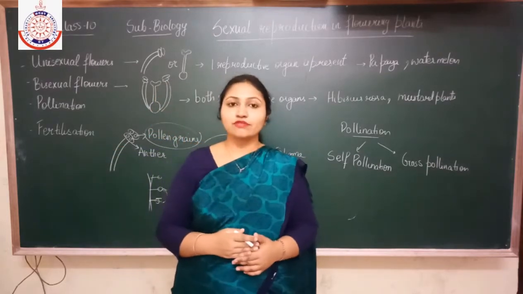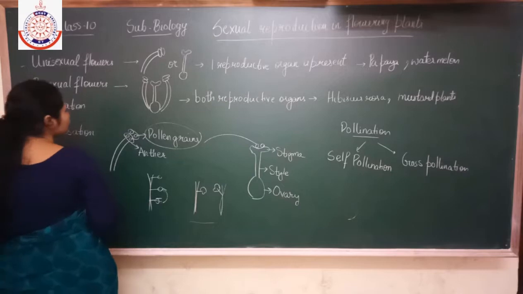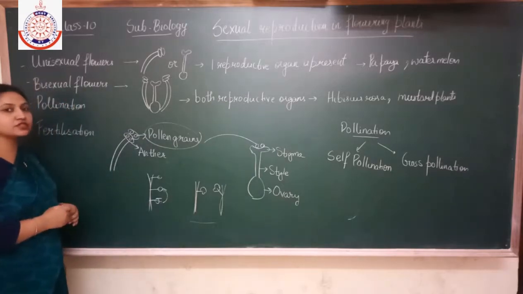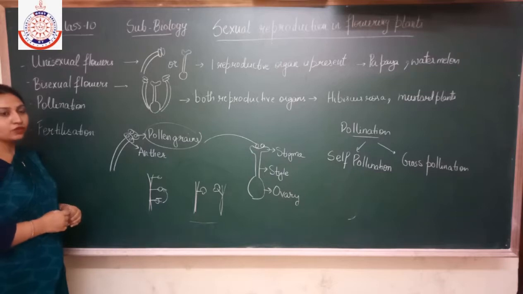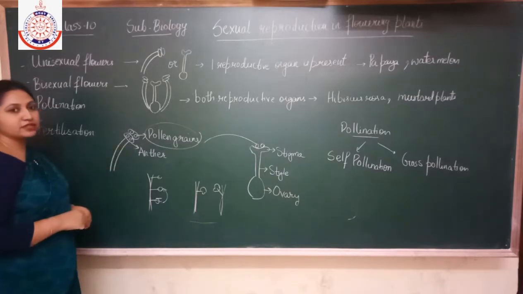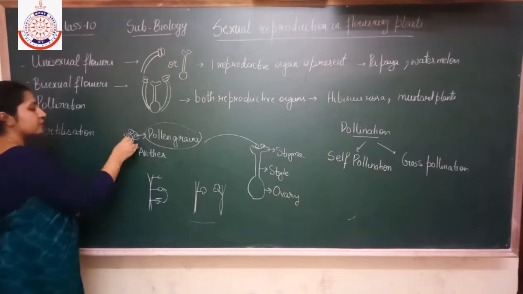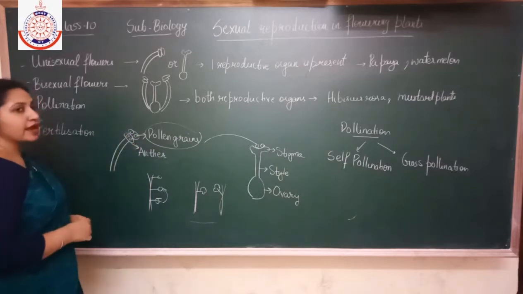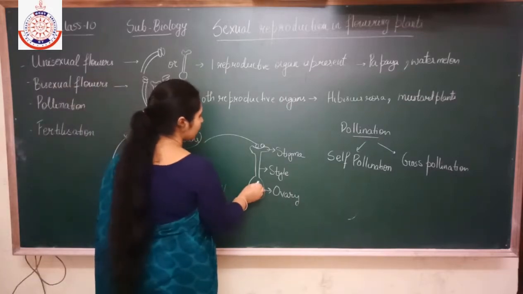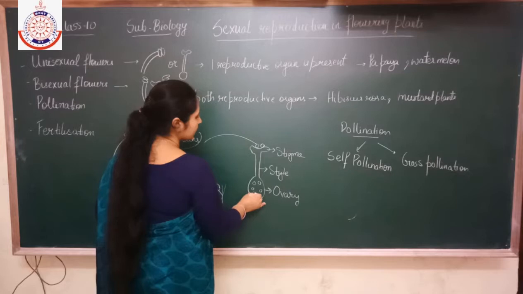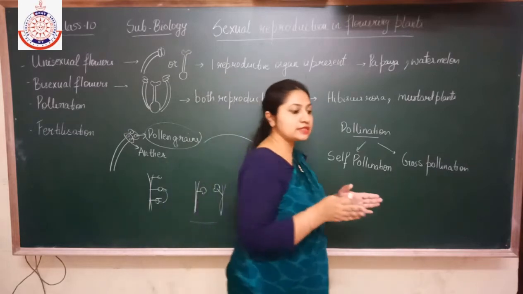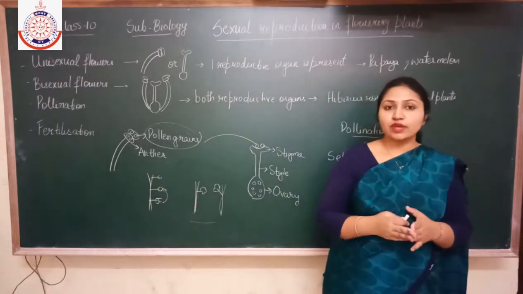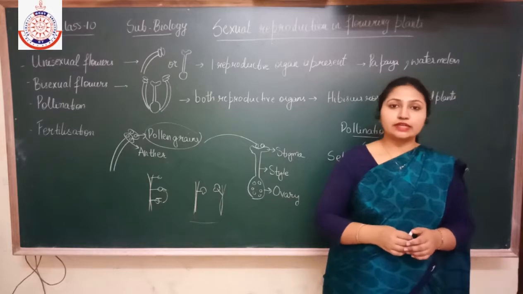Now the next term is fertilization. What is fertilization? Fertilization means the fusion of the male and female gametes. Where are the male gametes present? Male gametes are present in the pollen grains of the anther region, and female gametes are present in the ovules which are present in the ovary of the carpel region. When both of these gametes, male and female, fuse together, this process is known as fertilization.